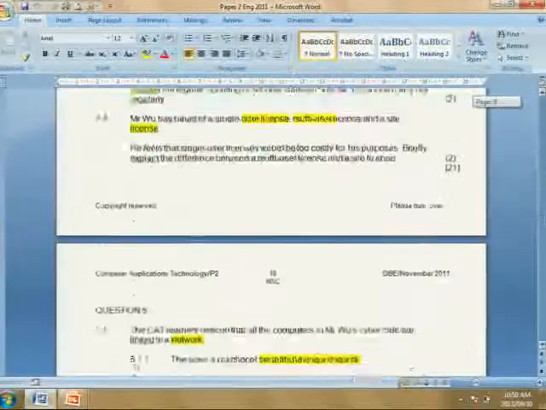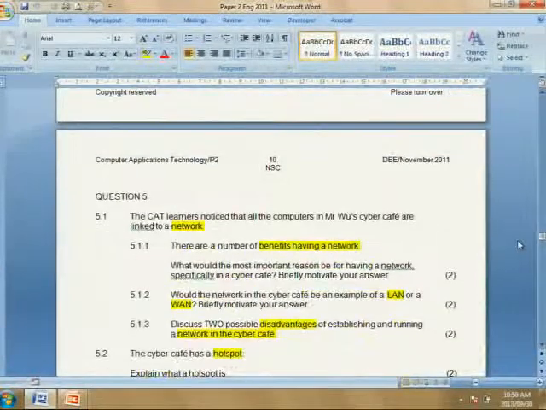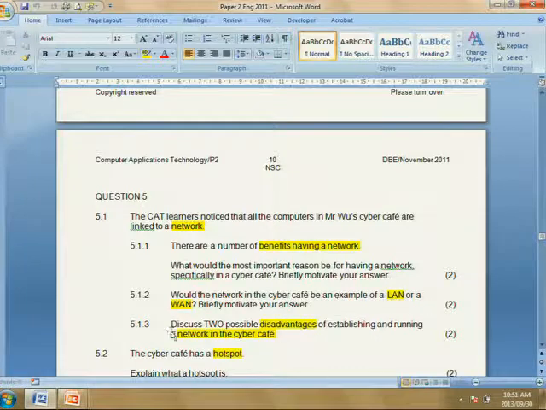Now, when you quickly go back again to our question paper, that is question 5, what is happening there for question 5? There you go. Question 5 is about network. The CAT learners notice that all computers in Cyber Cafe are linked to a network. What are the benefits of a network? All right. Will the network of Cyber Cafe be an example of a local area network or a wide area network? And then you need to name the disadvantages of running a network in a Cyber Cafe.